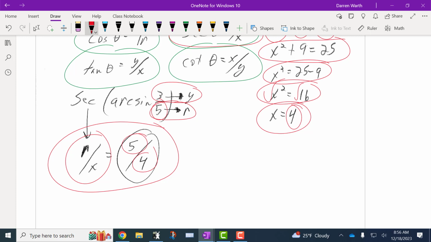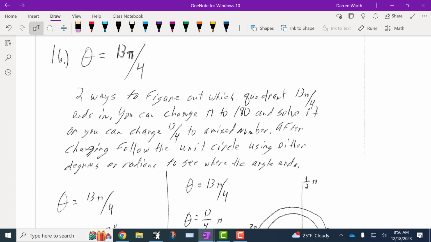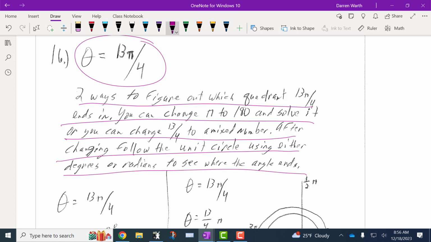Okay, then on number 16, it says, in which quadrant is the terminal side of the angle theta? This is that theta is equal to 13 pi all over 4. Well, there's two ways to figure out which quadrant 13 pi over 4 ends in. You can change pi to 180 and solve it, or you can change 13/4 to a mixed number. After changing, follow the unit circle using either degrees or radians to see where the angle ends. So I went ahead and demonstrated this both ways.